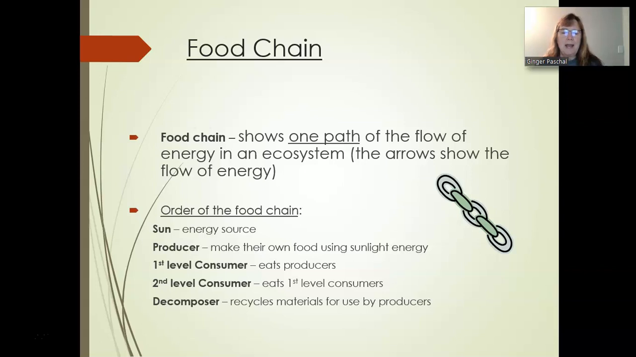Now it's very important to understand that the arrows show the flow of energy. They show from what organism to what organism the energy is moving. The order of a food chain, the example you see here, is sun. Sun is the energy source. Then you have the producers. The producers are the organisms, again, that make their own food using sunlight energy. And they're eaten by the first level consumers, or also called primary consumers. Primary consumers eat producers. Secondary consumers eat the first level consumers. And decomposers are the organisms that will break down the remains of any of those, either the producers, first level, or secondary consumers that have died.